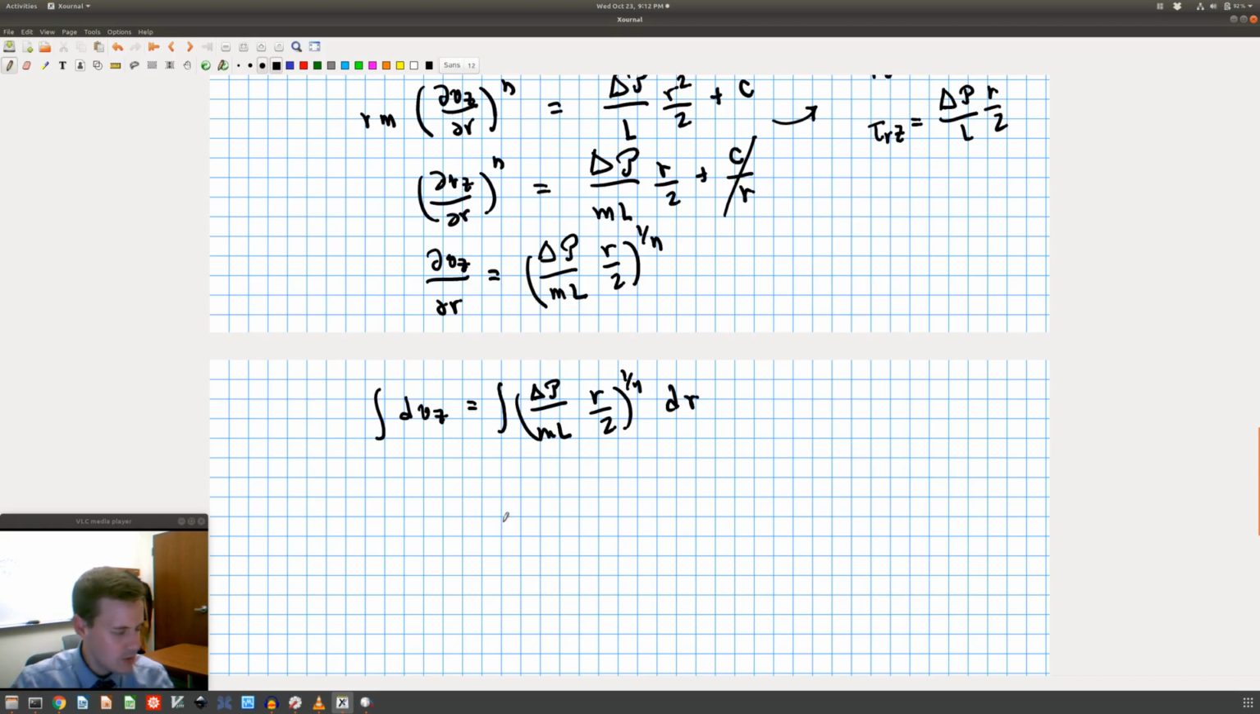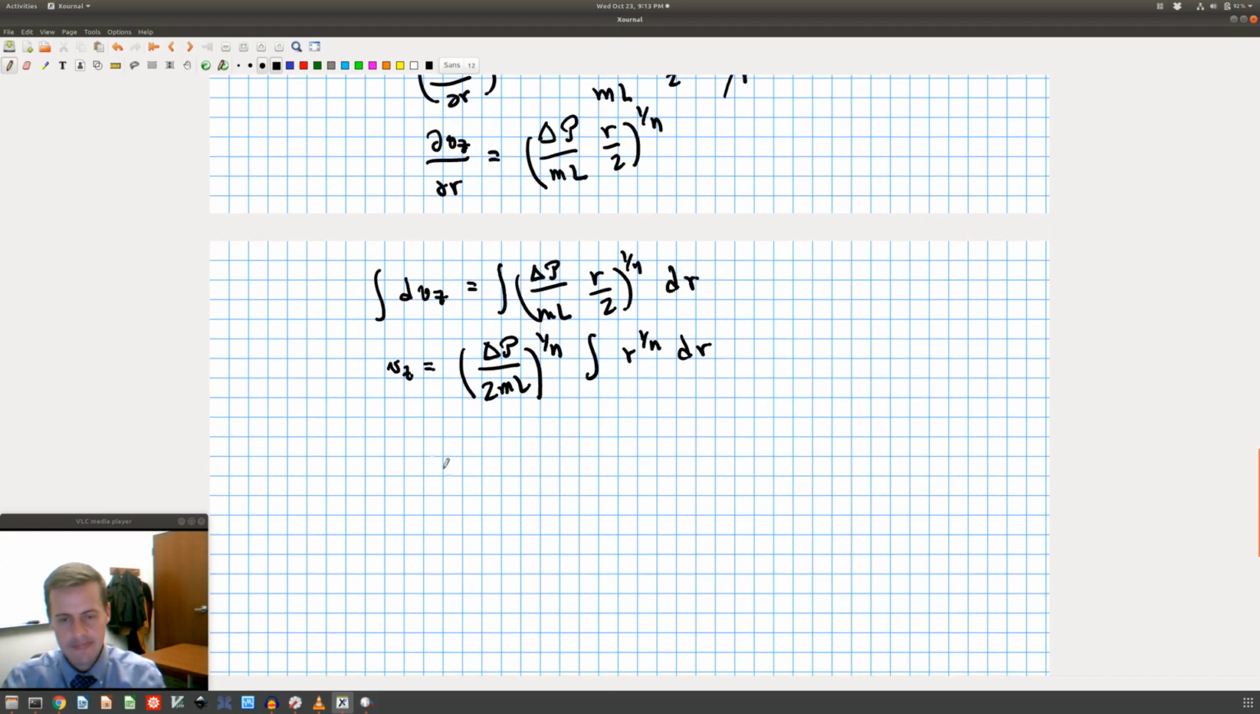All right, so this is the easiest thing I think to do here. This is to pull out the constants and do the r separately. So this side's going to be easy, Vz. I'm going to pull out my constant, which is going to be delta dynamic P over 2ml to the 1 over n. And now I'm going to have the integral of r to the 1 over n dr. Okay, so that's going to give me delta dynamic P over 2ml to the 1 over n.